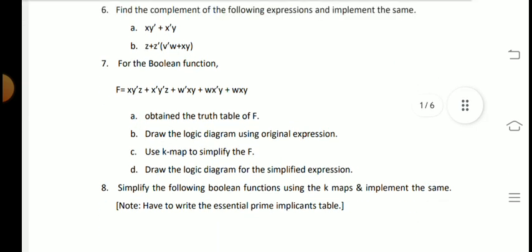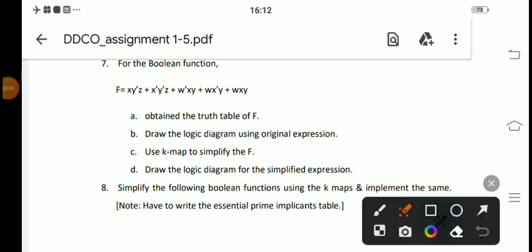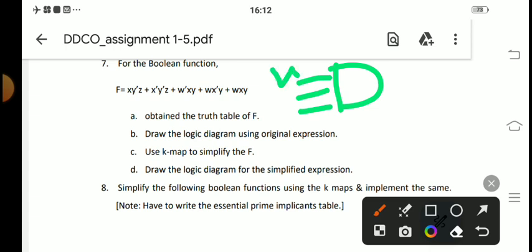Next, after obtaining the truth table, what they have asked us to do is write the logic diagram for the original expression. For the first term you will put one AND gate. For this you will take the 3 inputs, that is X. Here you have to write an X. Next is Y bar. For Y bar, what you can do is write a NOT gate, and then here you can write Y, and for this Z.